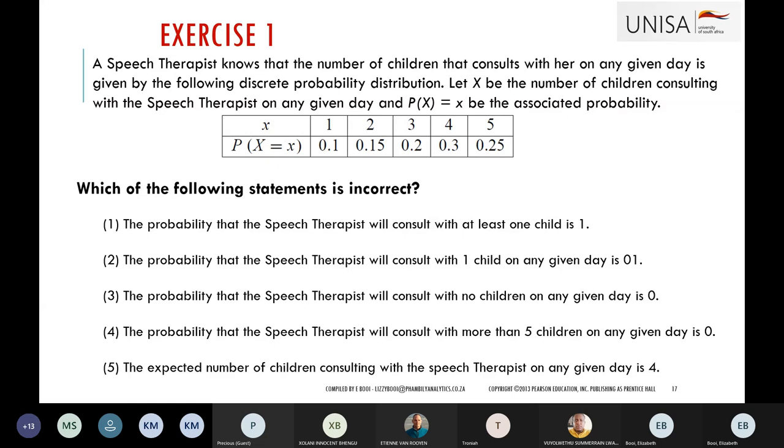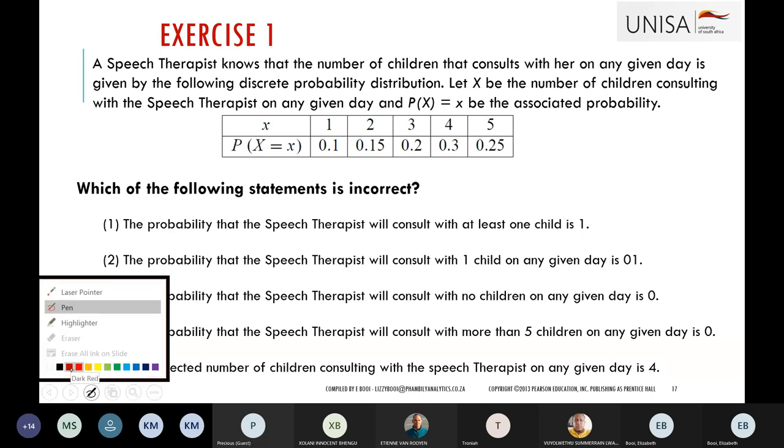Okay, so a speech therapist knows that the number of children that consult with her on a given day is given by the following discrete probability distribution. Let X be the number of children consulting with the speech therapist on any given day, and P(X) will be the associated probability for that X variable. We are given the table with the X values, the number of children consulting the speech therapist, and we also have their corresponding probabilities.